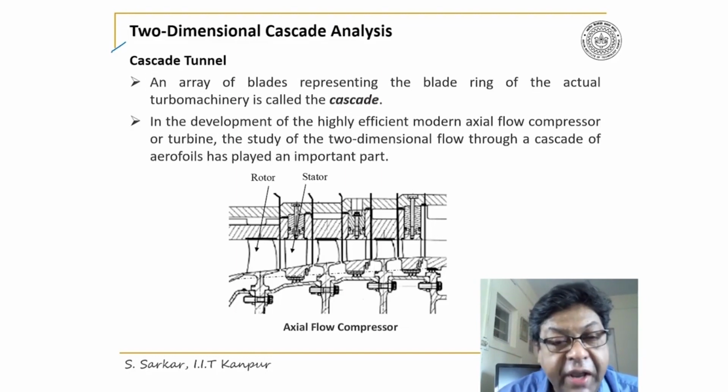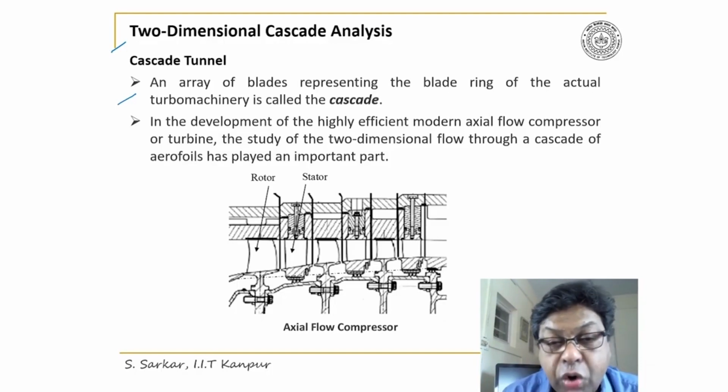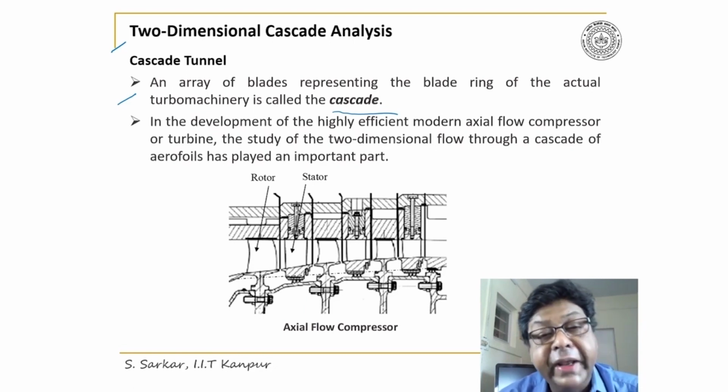Let me first define what is called cascade. An array of blades representing the blade ring of the actual turbomachinery is called the cascade. Thus, cascade is an array of blades.